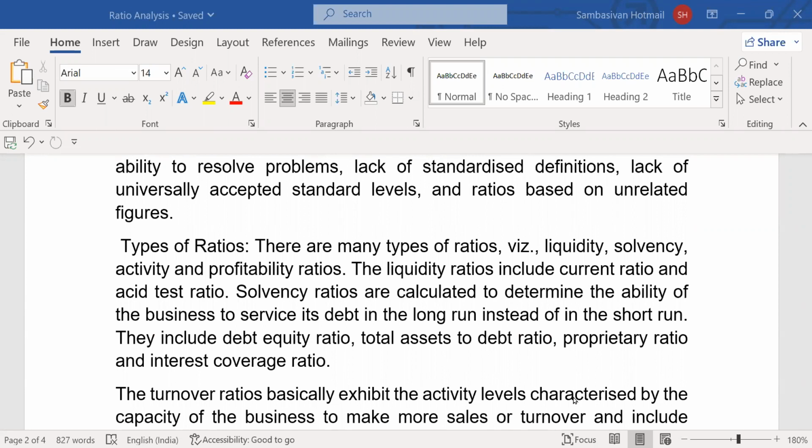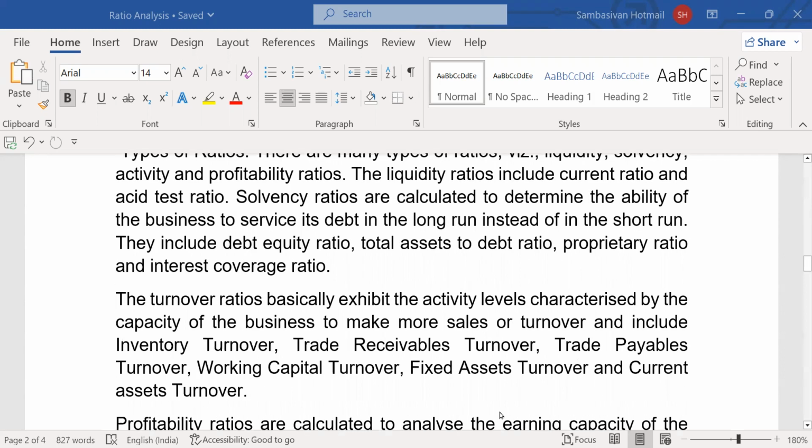The liquidity ratio includes current ratio and acid test ratio. Solvency ratios are calculated to determine the ability of the business to service its debt in the long run instead of in the short run. They include debt equity ratio, total asset to debt ratio, proprietary ratio, and interest coverage ratio.